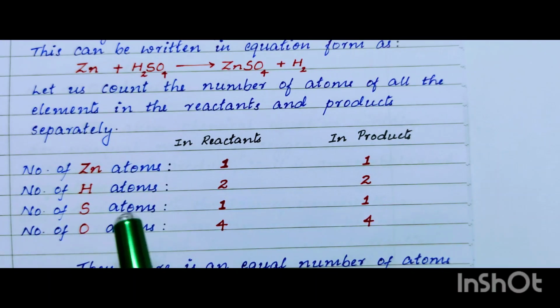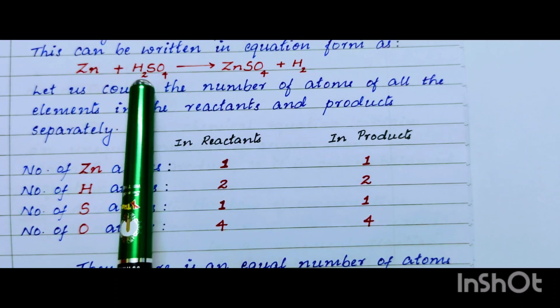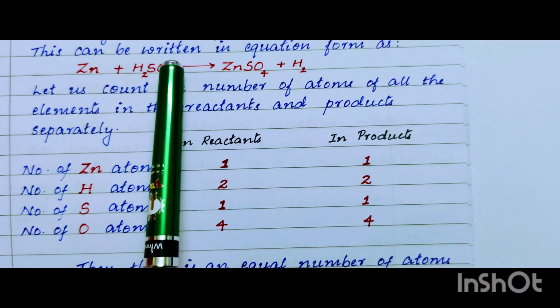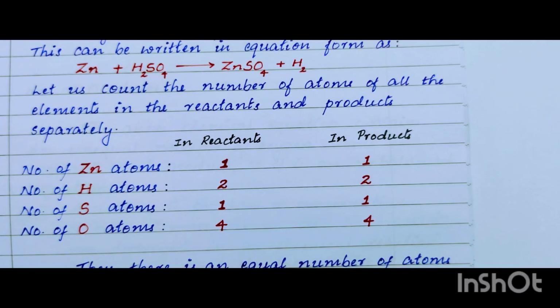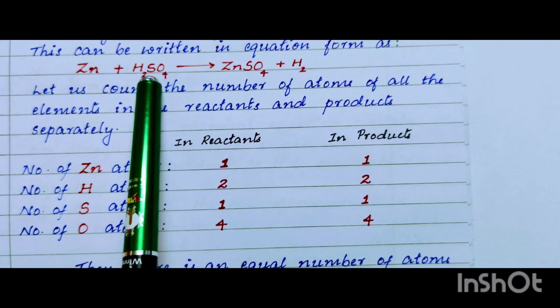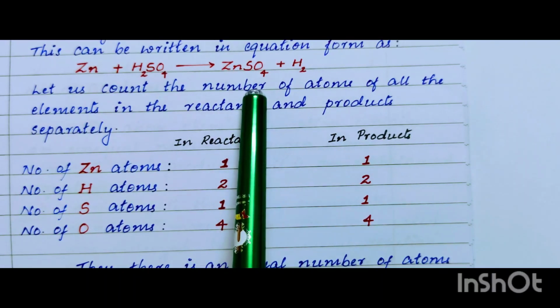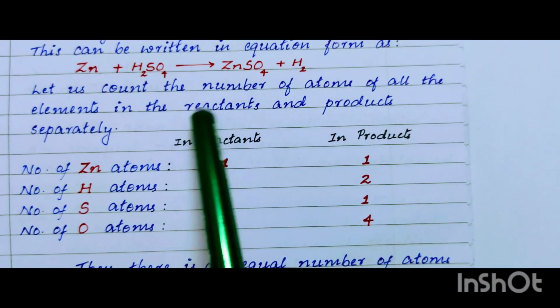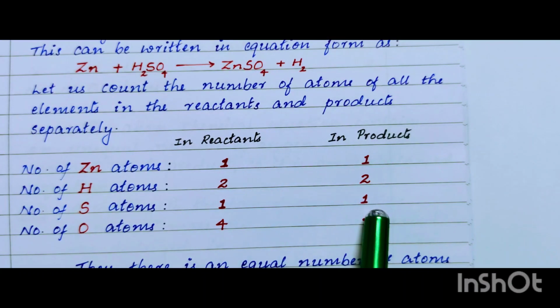Let us count now sulfur atoms. We are not counting any formulas, we are counting the atoms. So now you can see only one S is there, one sulfur atom is present. That's why in the reactant side 1. Now what about in the product side? Again it is only one sulfur atom, just one. So we have written 1.